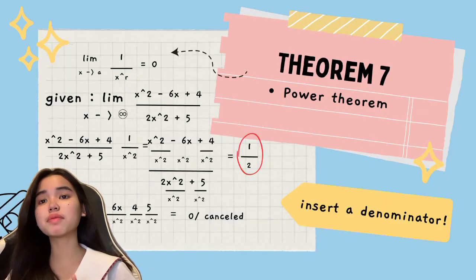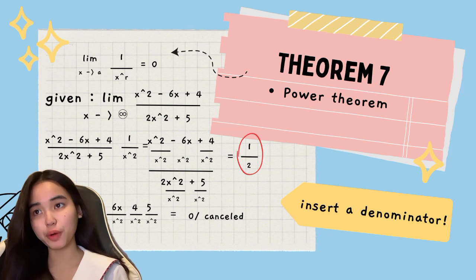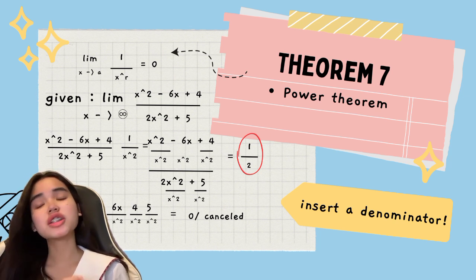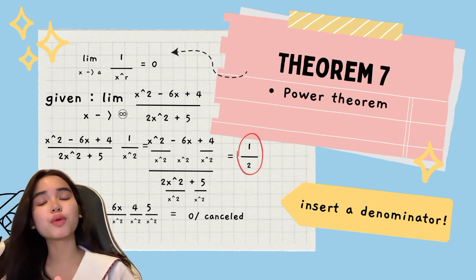Theorem 7. Theorem 7 is a power theorem. Theorem 7 states that the limit of 1 over x to the power of r is equal to 0 as x approaches infinity. So, suppose we were given the limit of x squared minus 6x plus 4 over 2x squared plus 5 as x approaches infinity. Mostly, Theorem 7 is used when x approaches infinity. So with infinity, obviously we cannot try all the numbers to figure out what it is. So what we're going to do is apply theorem 7, which will be the inserting of a denominator.